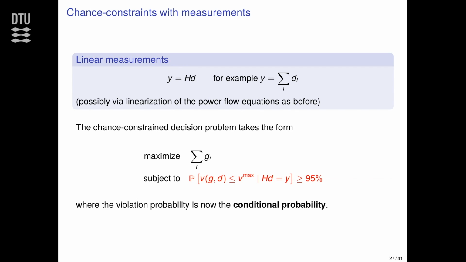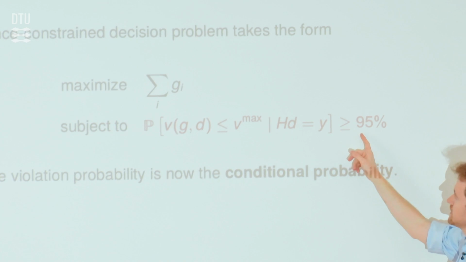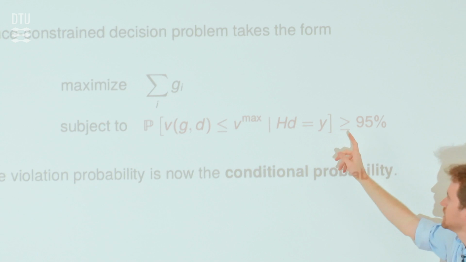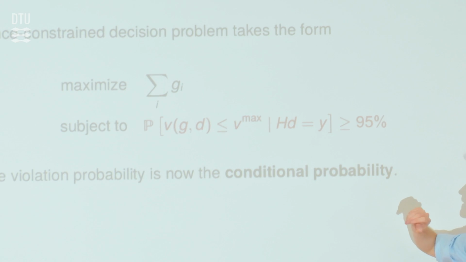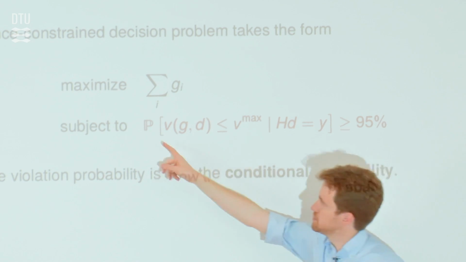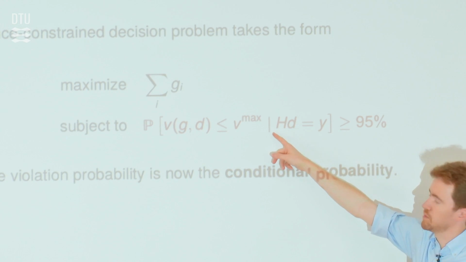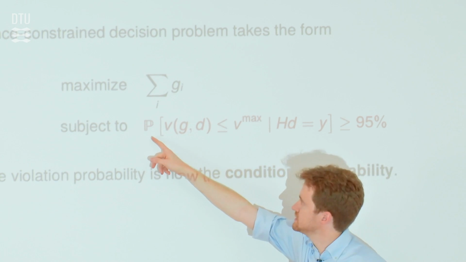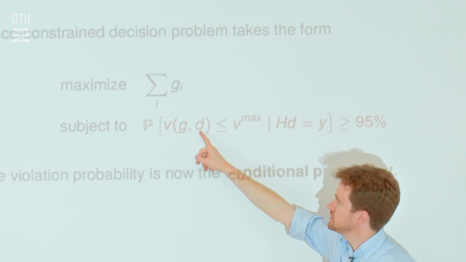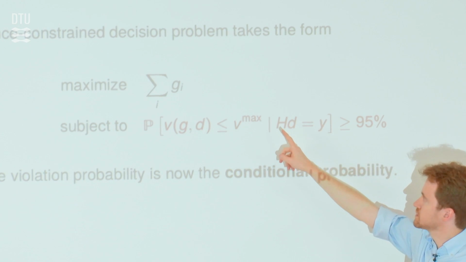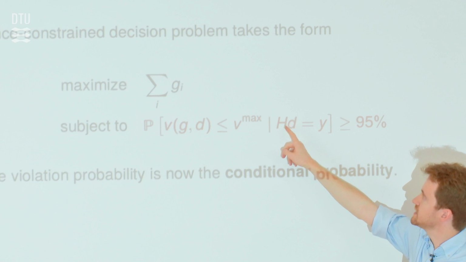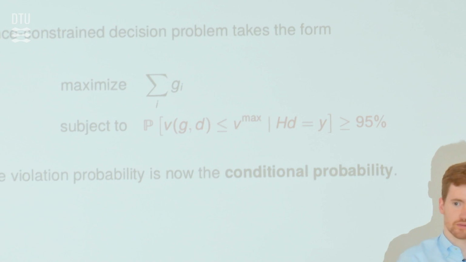Now, how does the chance constraint optimization problem look like when you have this measurement? Same as before, maximize the total generation subject to the probability of satisfying the constraints being larger than 95%. The only difference is that this probability is now the conditional probability. This is the probability with respect to d, which is the unknown, but conditioned to h times d being the measurement you observe.